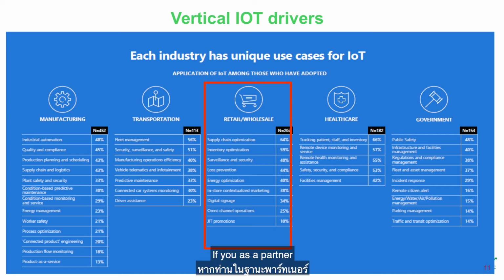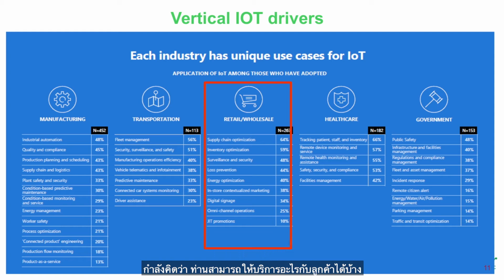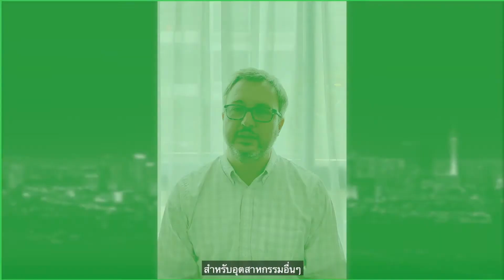If you as a partner are thinking, what is it that you can provide to customers? You might want to focus on these three first points as you're starting to build out solutions to address customer requirements and customer needs. So these are the unique drivers for customers as they're thinking about deploying IoT, in this case in retail. And we have other examples, of course, for the other verticals.